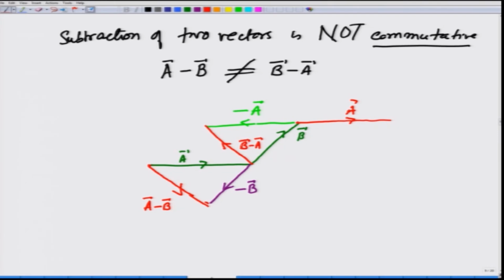If you plot this very carefully, you can see immediately that they are parallel. A minus B and B minus A are parallel, but in opposite directions, and therefore, graphically what you have shown is A minus B is the same as minus (B minus A).